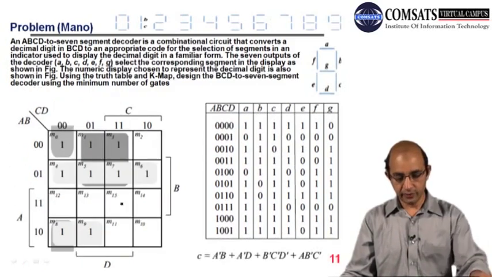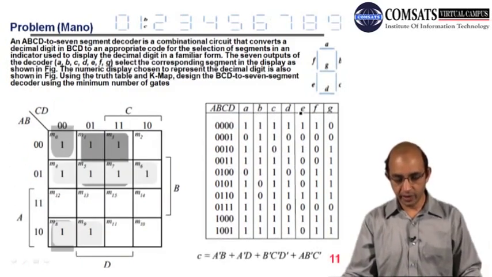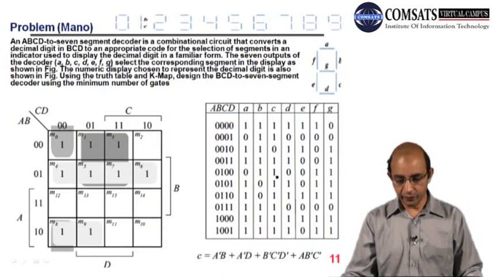And then if you look at C, we have M0, M1, M0, M1, and then we have M3. And then we have M4, M5, M6, M7, M8 and M9. So you can see M4, M5, M6, M7, M8 and M9.